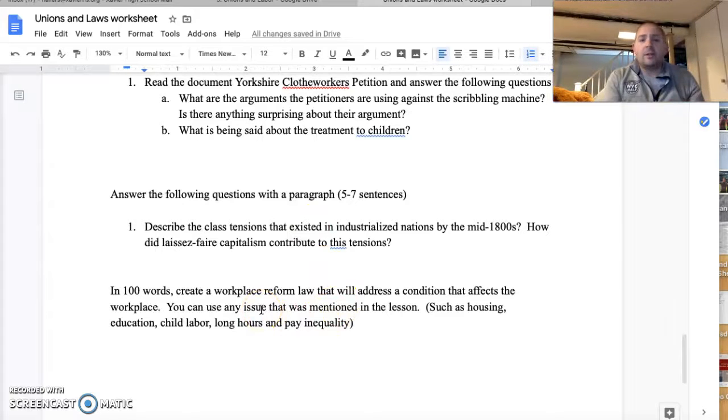And then I want you to write a law. I want you to come up with an idea of what law would be helpful for people in the 18th century, all right, or 19th century.